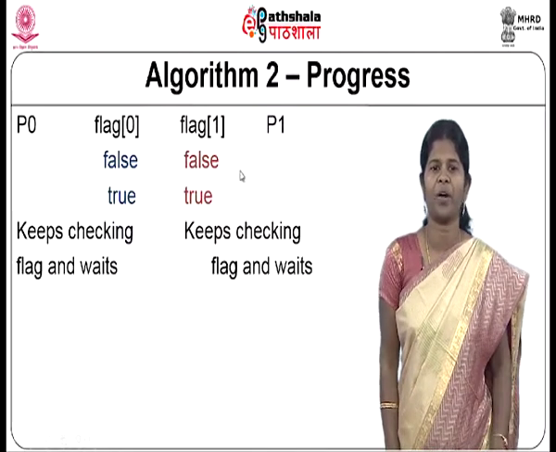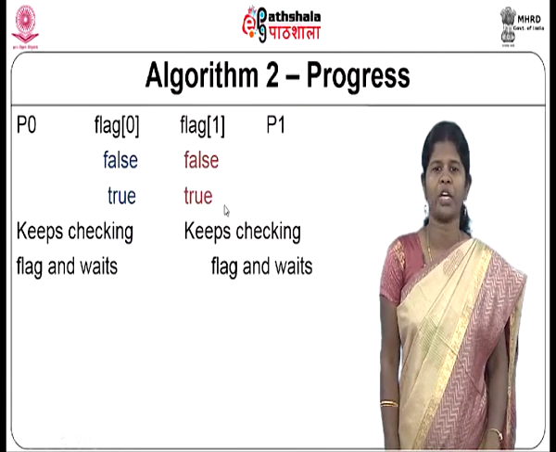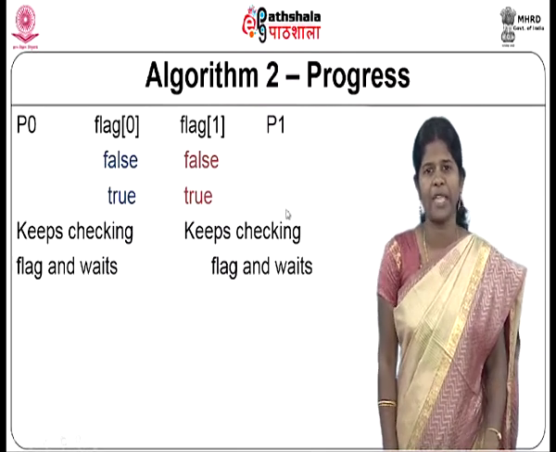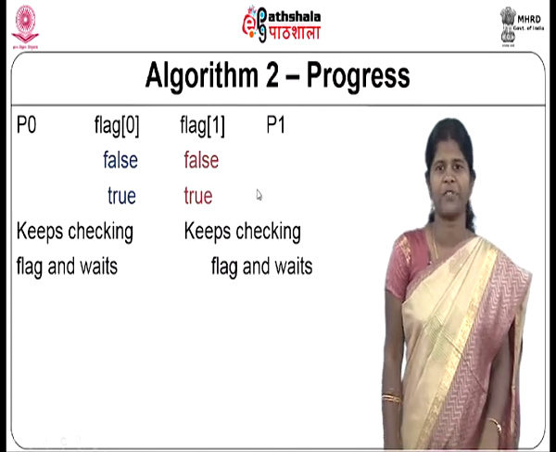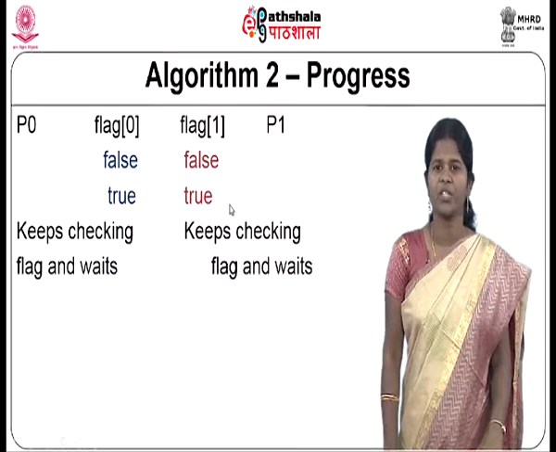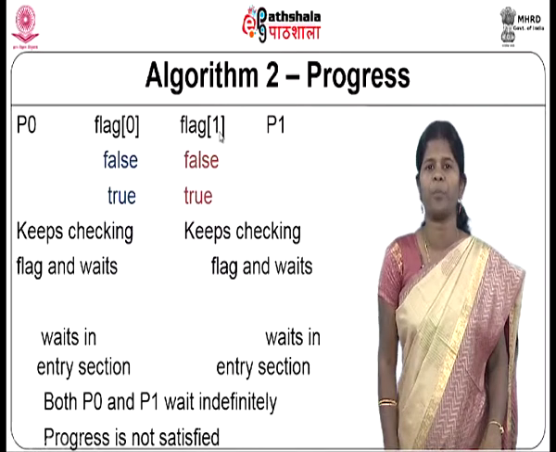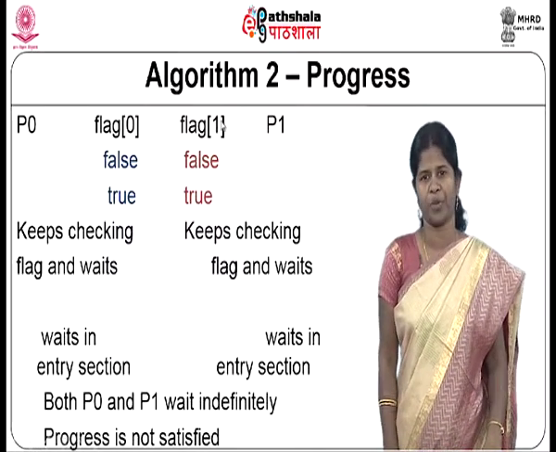So, our condition progress is not satisfied. This algorithm, though it satisfies mutual exclusion, does not satisfy progress. So, it cannot be called a proper solution to the critical section problem.